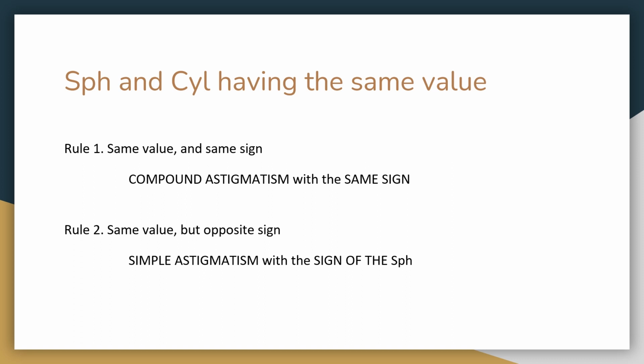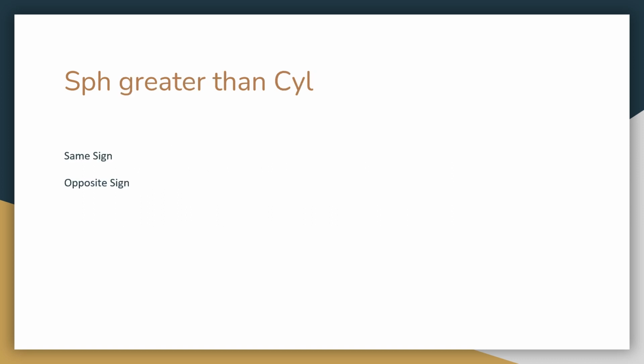When the sphere and cylinder are having the same numerical value, it could be same value and the same sign, then it is a compound astigmatism in the same sign. But if the sphere and cylinder having the same value but opposite signs, it is simple astigmatism in the sign of the sphere.